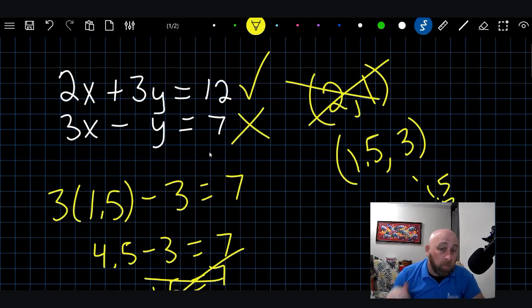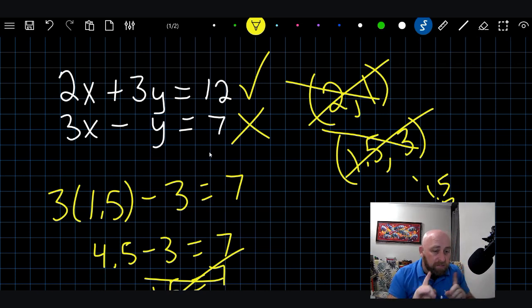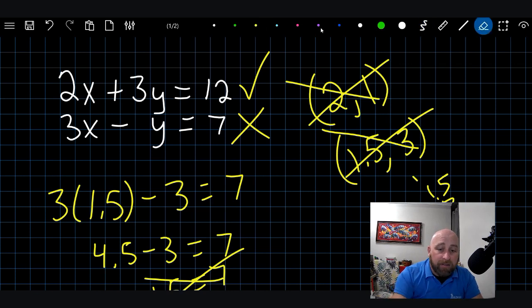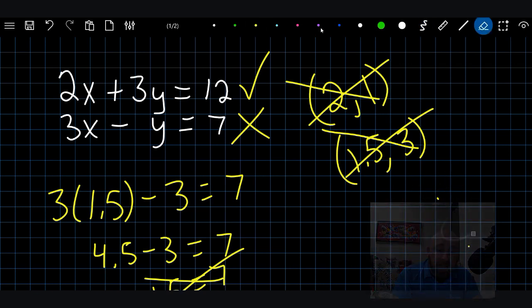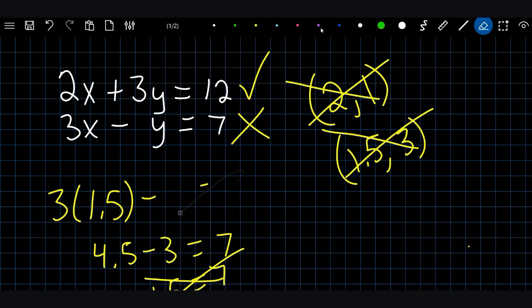The second one worked in the first equation, but it did not work in the second one. And so that means that this one does not work. When we get one of the systems of equations that does not work, then it's not an answer, okay? And so then they give us another example. Let me go ahead and erase this real quick. And they give us another example, and it's right there.